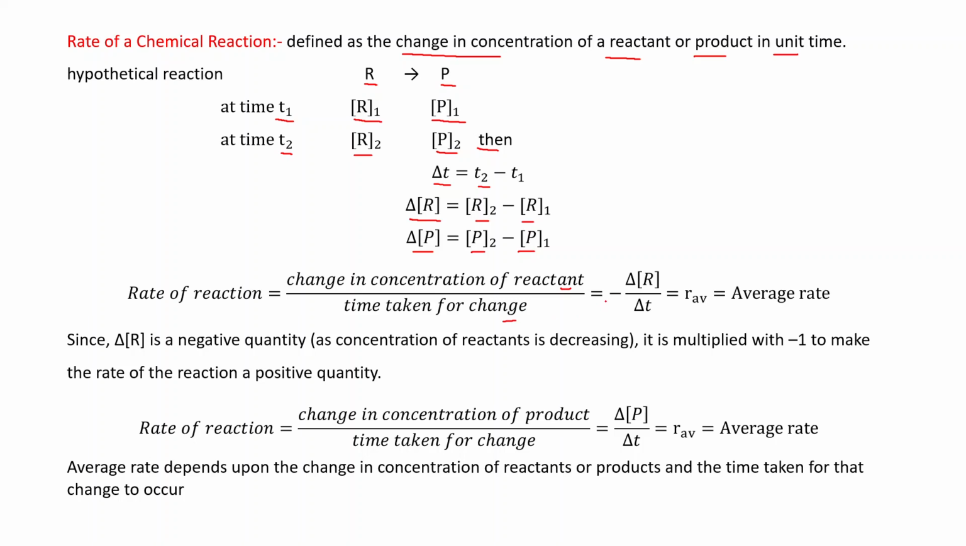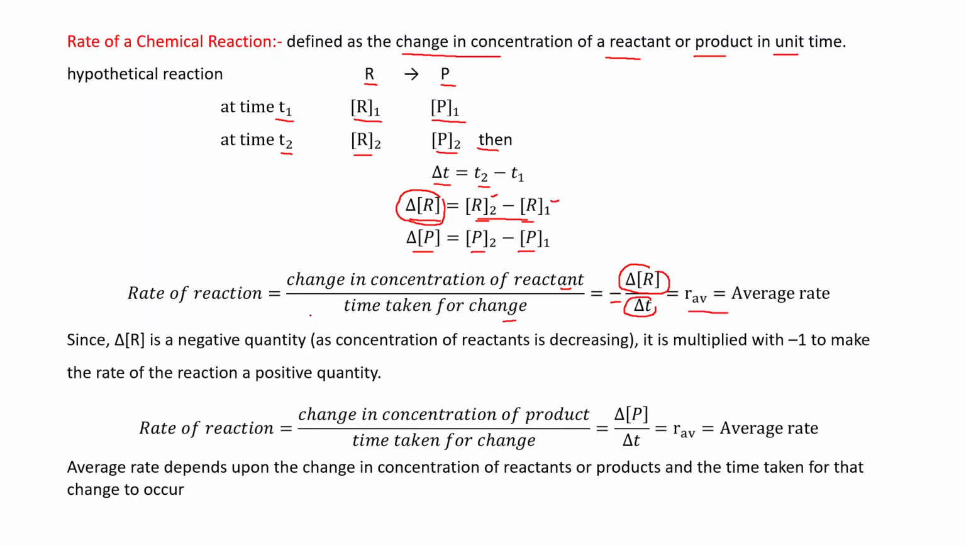Now the concentration of reactant is changed, and this is delta R. Again remember, this delta R is negative. How is this negative? As the reaction proceeds, concentration of reactant decreases. That's why R2 is less than R1, and the difference of these two, that is delta R, is negative. This term is negative, and it is divided by delta T, the change in time. Then this will come negative, but rate of reaction will never be negative. That's why this factor is multiplied by minus 1. This is the significance of this minus, and actually this is an average rate.